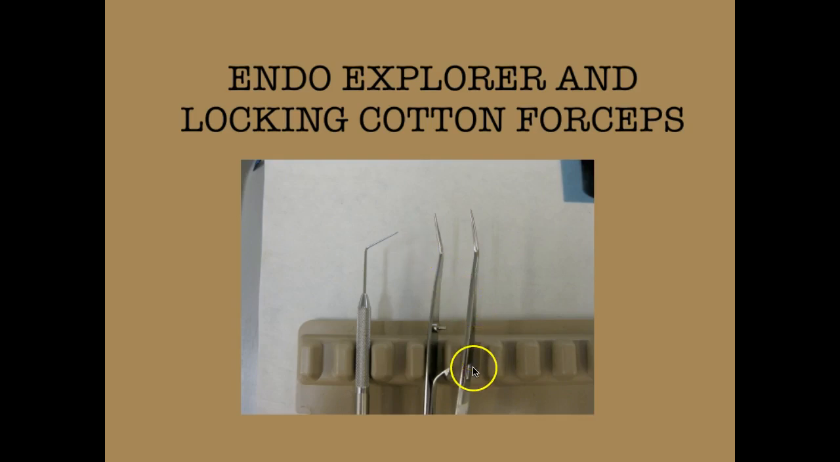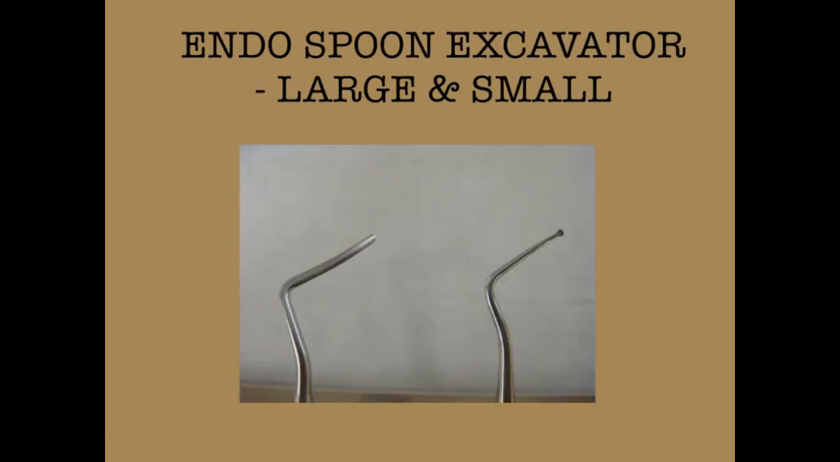Also, locking cotton forceps are very helpful because there's going to be some small instruments and armamentarium that's used to carry to the oral cavity, and so having locking forceps can be very helpful. To remove decay, besides the handpiece and surgical length burr, they may use a spoon excavator. The working ends of the spoon excavators are also long to be able to be placed down into the pulp chamber, and we have a large and a small.